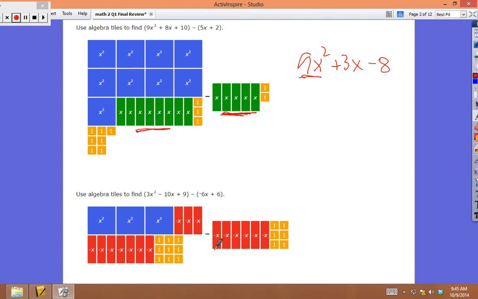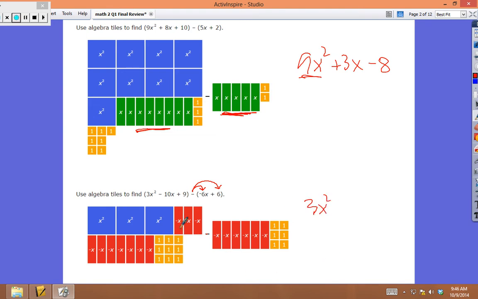But now this one's kind of tricky because you're subtracting a negative, and you need to subtract both of these. You need to distribute that negative to both of them. So a negative negative is a positive. So these are actually positives. These red ones right here are actually positives. So my total, if I total all these pieces, you're going to have 3 of the squares.